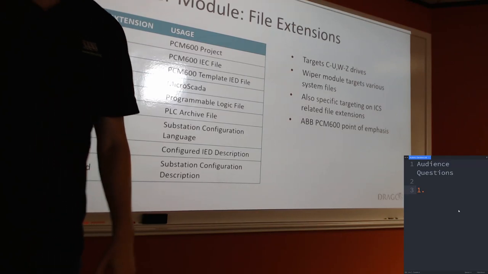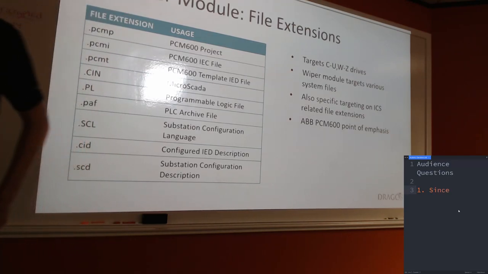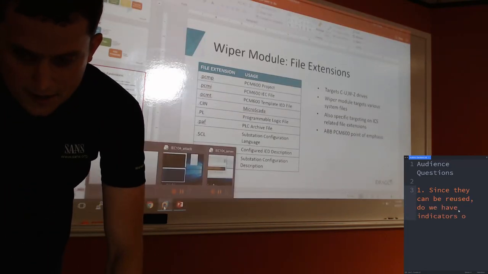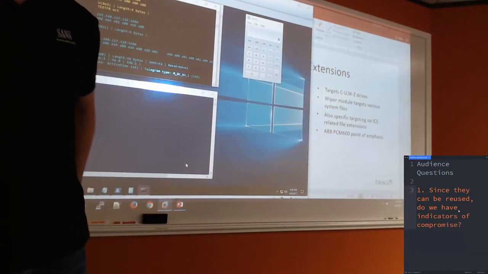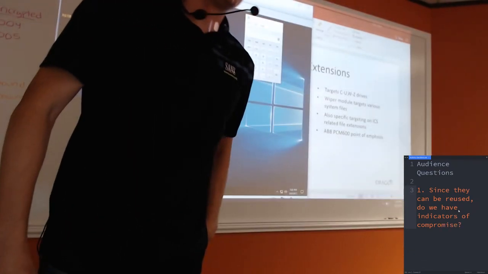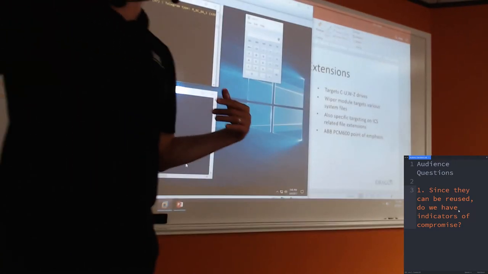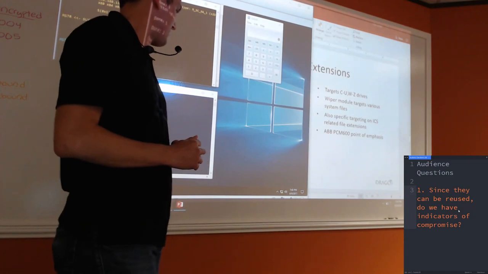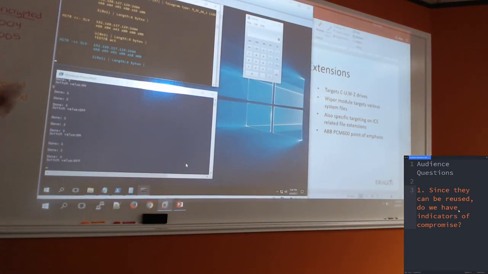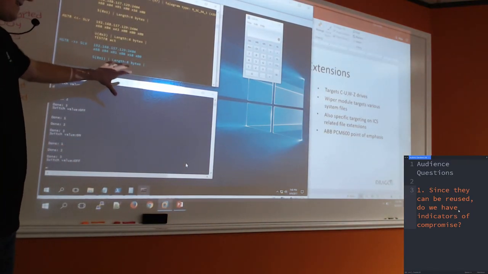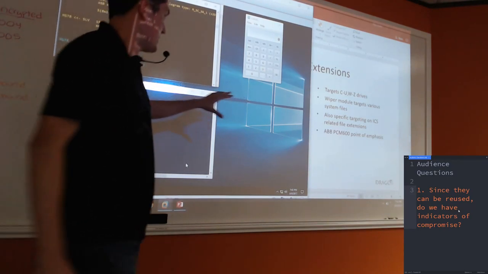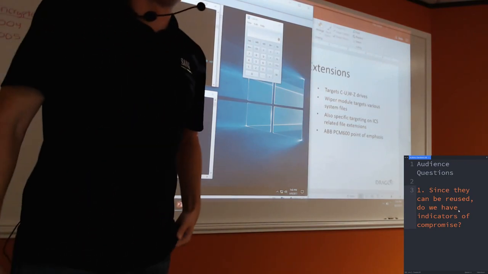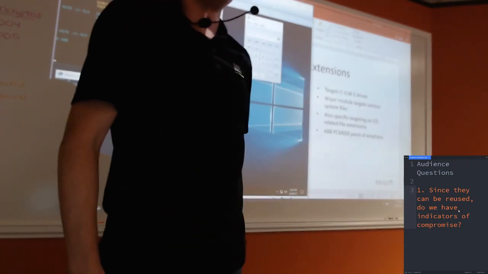So the question is, since it can be reused, do we have indicators of compromise and that type of stuff? We did put out YARA rules, and since then the U.S. government's put out an even more extensive list of YARA rules. So there's a lot of YARA rules out there. The other thing is, if I were to connect this and turn Windows Defender on, Windows Defender wipes out all of the modules. And Microsoft and on VirusTotal, I think everyone detects it now.